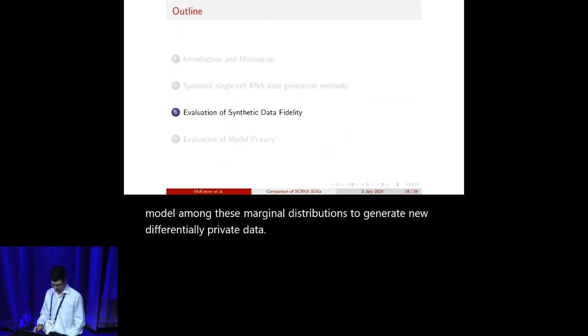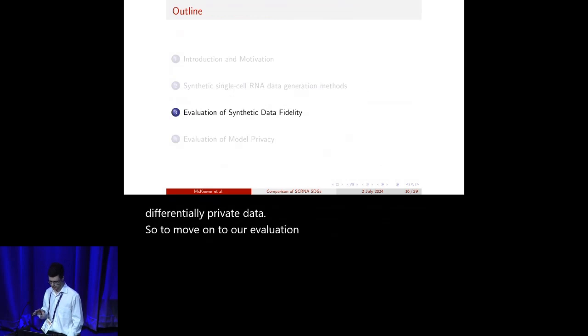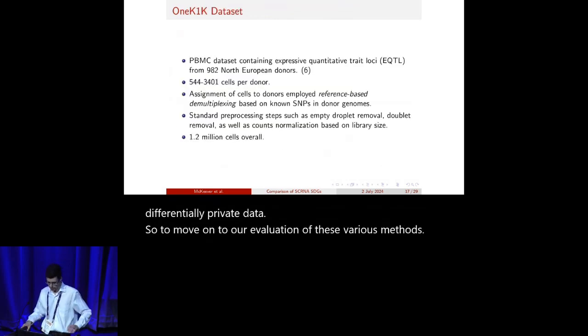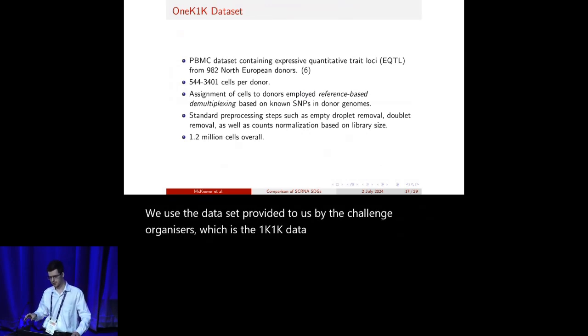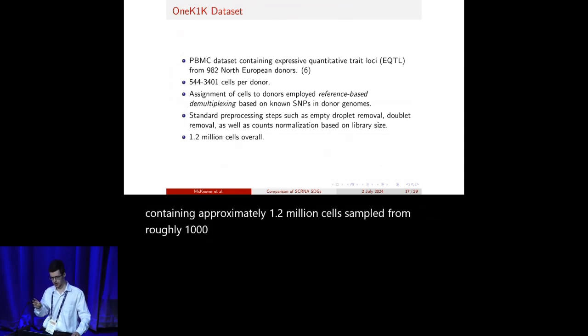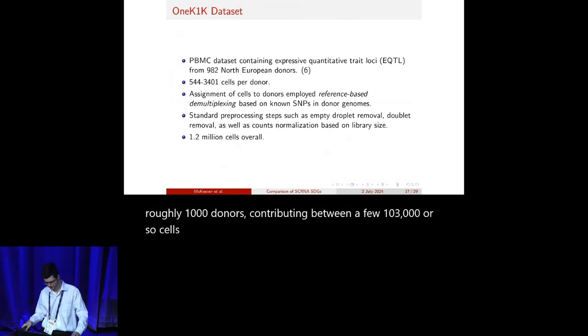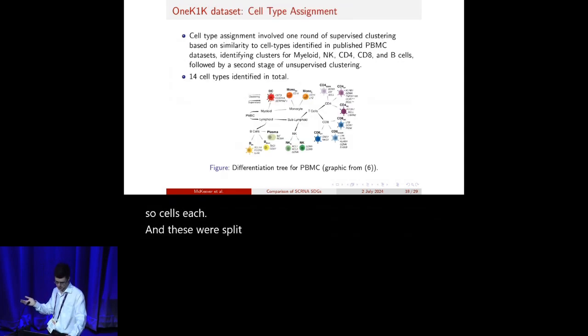So to move on to our evaluation of these various methods, we use the data set provided to us by the challenge organizers, which is the 1K1K data set. This is a data set containing approximately 1.2 million cells sampled from roughly 1,000 donors, contributing between a few hundred and 3,000 or so cells each. And these were split into 14 cell types.